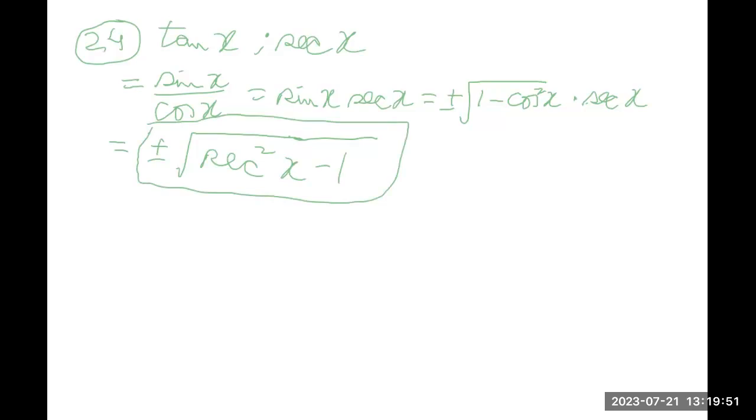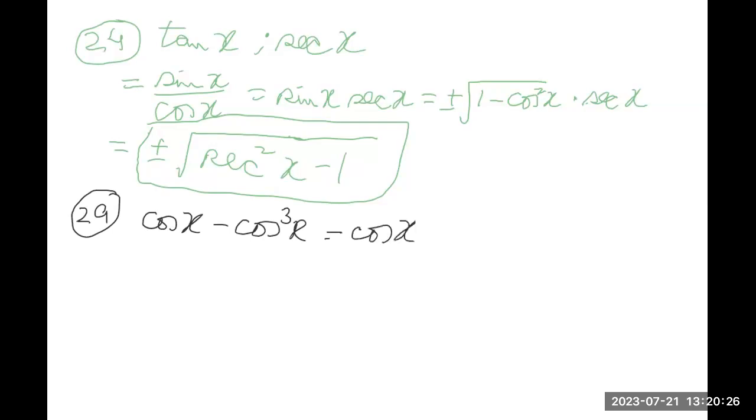The next type of problems is one where you're given an identity, and we have to show, we have to prove, we have to verify that that identity is in fact true. So in problem 29, the identity that's given to us is cosine x minus cosine cube x is equal to cosine x times sine square x.